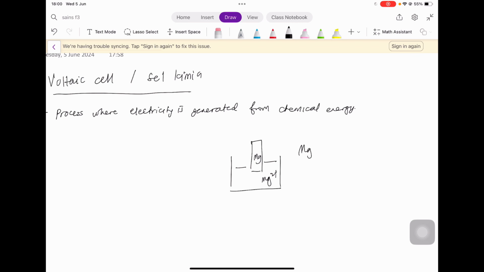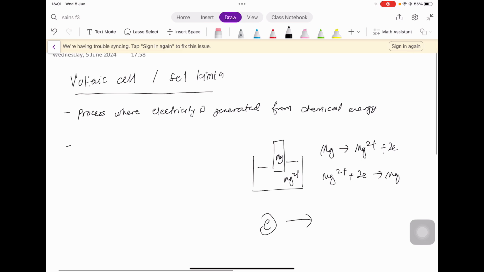So one party would donate electron and one party would receive electron. Okay. So now, if you see, electron is moving. Dia bergerak from one point to another. When electron is moving, electricity is generated. So again, I repeat, electricity is generated from the transfer of electron, from the movement of electron. Okay. So now we can see that process.